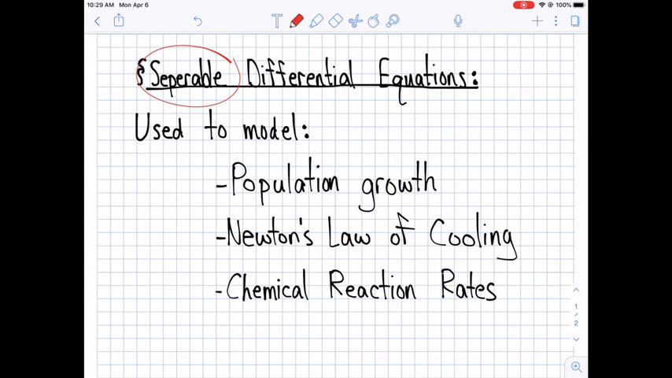But even with separable differential equations, we can look at population growth. We can model the growth of bacteria. We can model the population of humans. We have Newton's law of cooling in physics, and in chemistry we can model chemical reaction rates. We can take a look at these, but first we're going to start with an easy example to introduce the topic.